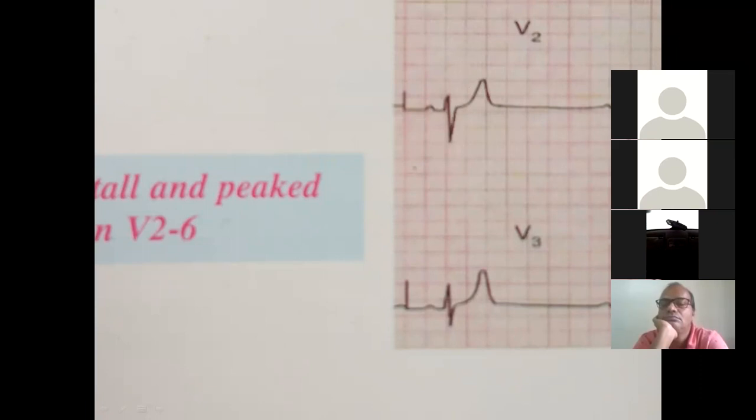Reciprocal changes with the anterior wall, you will see changes in AVL, V1 to V6. Inferior wall रहेगा तो 2, 3, AVF में मिलेगा. So you have to look for the corresponding changes. If it is seen only in one lead, it may be just an artifact or normal. But if it is there in 3, 4 leads, then it is not normal. Is it clear? Yes, sir.